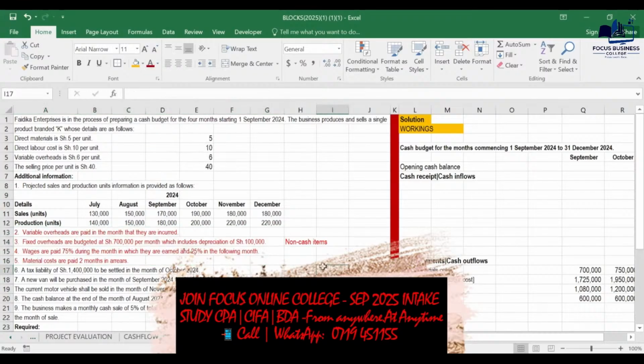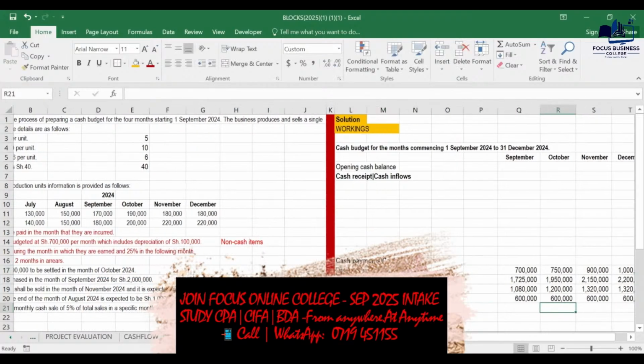In point number 6, we are told a tax liability of 1.4 is to be settled in the month of October. So there'll be a tax liability to be paid. This is a cash payment, a tax paid. This tax of 1.4 will be paid in which month? It will be paid in the month of October, 1.4. So no amount to be paid in other months.